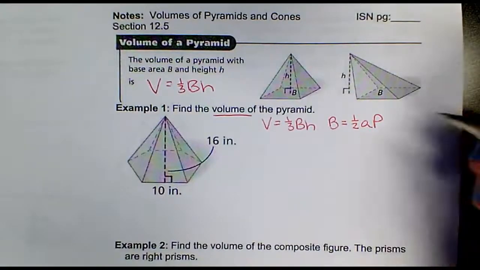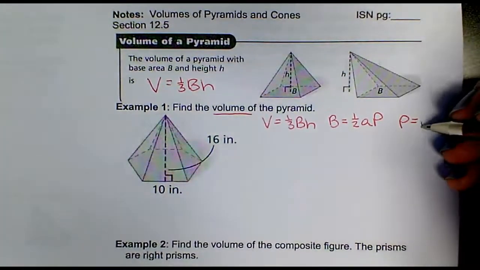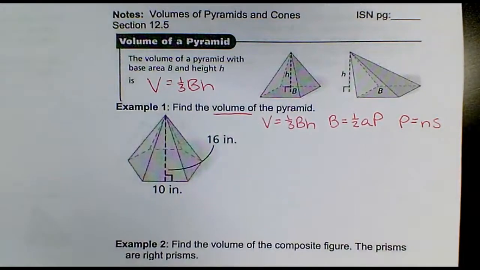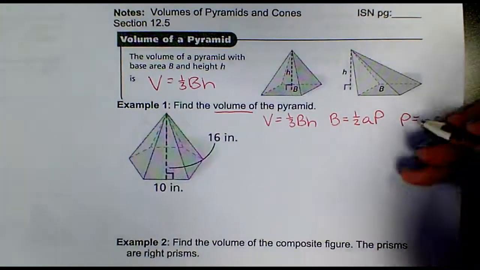So the area of the base of a regular polygon is 1/2 times the apothem times the perimeter. And then we need the formula for the perimeter. So the perimeter of a polygon is the number of sides times the side length. So we've got to kind of work backwards and put all the pieces in the right place. So let's start out with the perimeter.